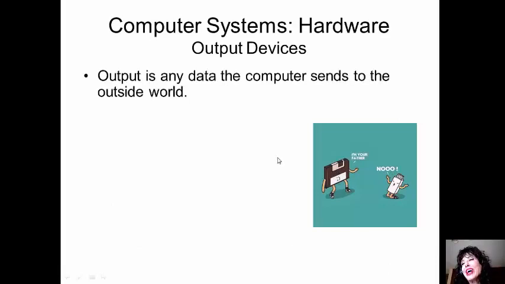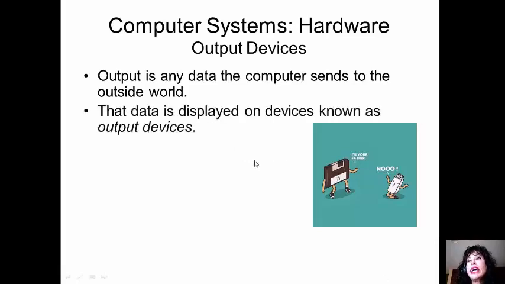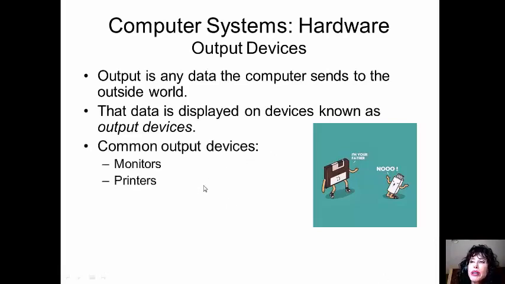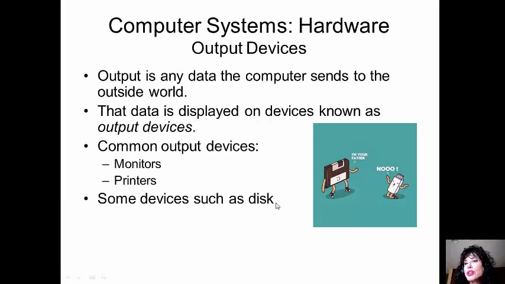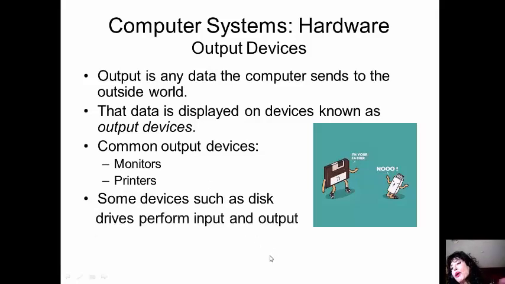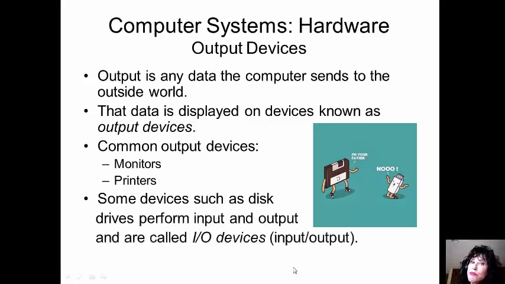Now let's talk about output devices. Output is any data the computer sends to the outside world. And that data is displayed on devices known as output devices, and some common output devices are monitors and printers. And some devices such as disk drives perform both input and output, and those kinds of devices are called I/O devices, I/O standing for input, output.